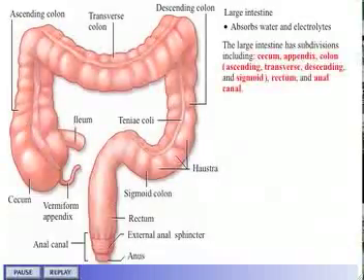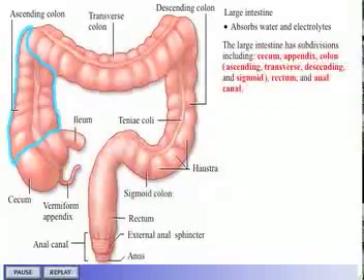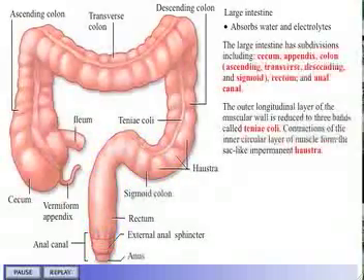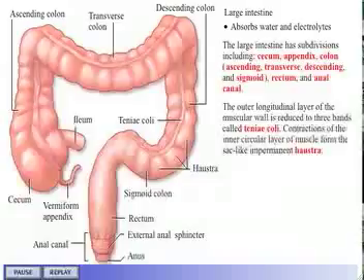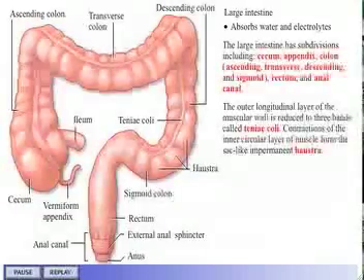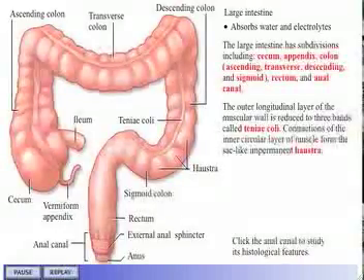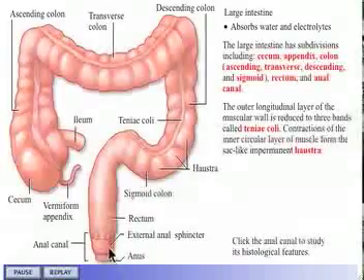The large intestine has subdivisions including the cecum, appendix, colon, including the ascending, transverse, descending, and sigmoid colon, rectum, and anal canal. The outer longitudinal layer of the muscular wall is reduced to 3 bands called tinea coli. Contractions of the inner circular layer of muscle form the sac-like impermanent haustra. Click the anal canal to study its histological features.